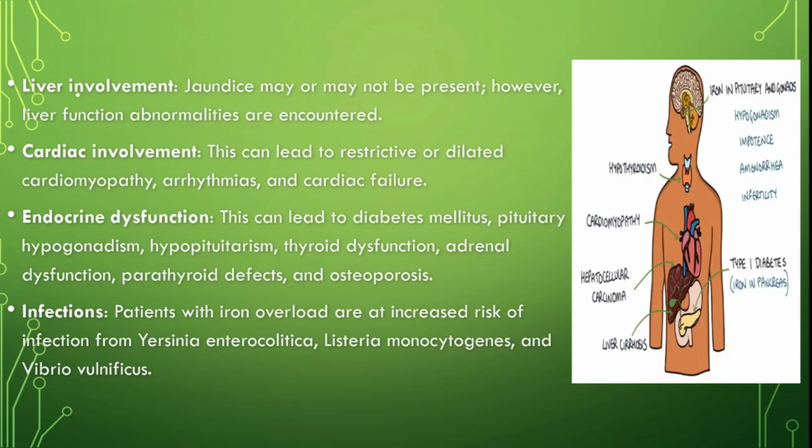Cardiac involvement, so this can lead to restrictive or dilated cardiomyopathy, arrhythmias, and cardiac failure. Endocrine dysfunction, they can present with diabetes mellitus, pituitary hypogonadism, hypopituitarism, thyroid dysfunction, adrenal dysfunction, parathyroid defects, and osteoporosis. Infections, patients with iron overload are at increased risk of infection from Yersinia enterocolitica, Listeria monocytogenes, and Vibrio vulnificus.